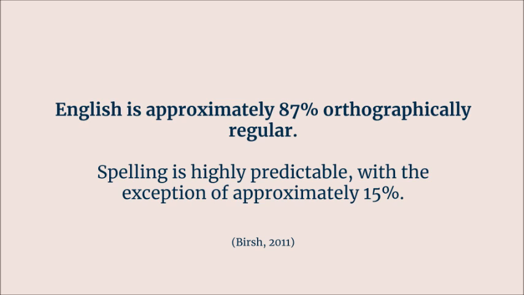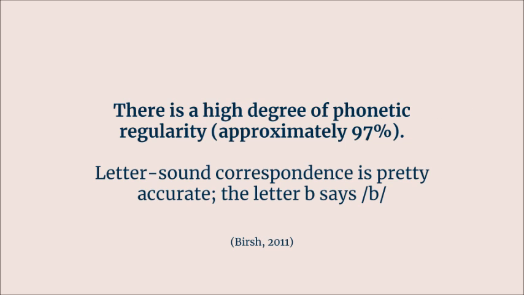A lot of times students seem to get really frustrated with spelling and see spelling as an unorganized and ambiguous task when really English spelling is actually very predictable. So research shows that English is approximately 87% orthographically regular, leaving only about 15% that is irregular. In the same way, there's also a high degree in phonetic regularity. So this just means that letter-sound correspondences are really consistent, and actually they're about 97% accurate based on research. For example, the letter B always says B.